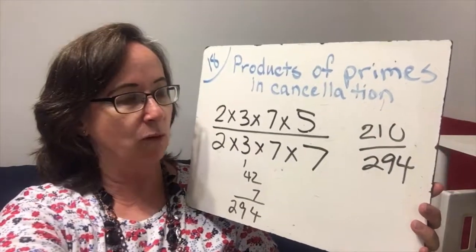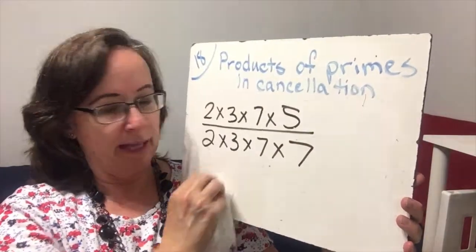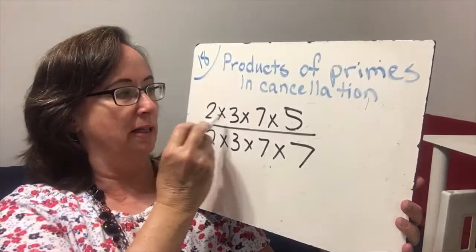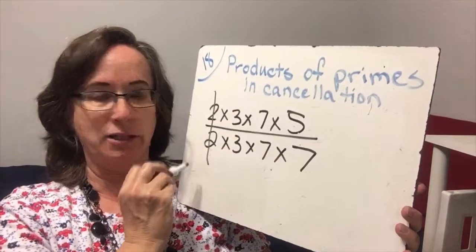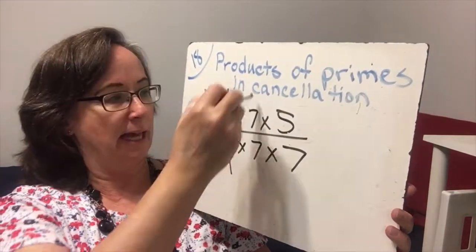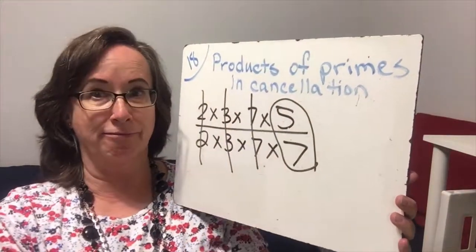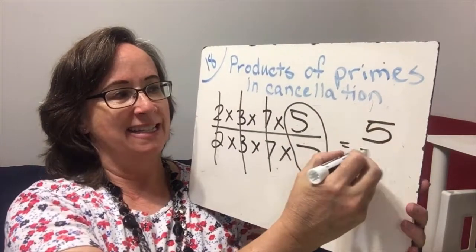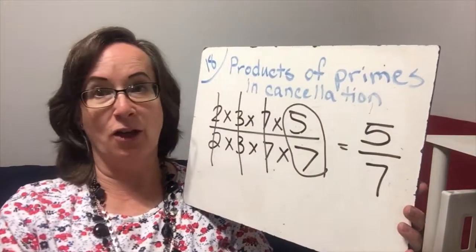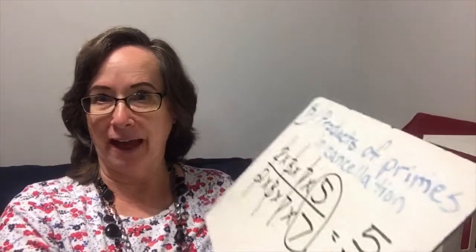But notice what they have done. They have factored the number, and when they have factored the number into its prime factors, then we can see that the 2's cancel, the 3's cancel, the 7's cancel, and so our simplified fraction is just down to 5/7. So that is an easy way to simplify fractions.